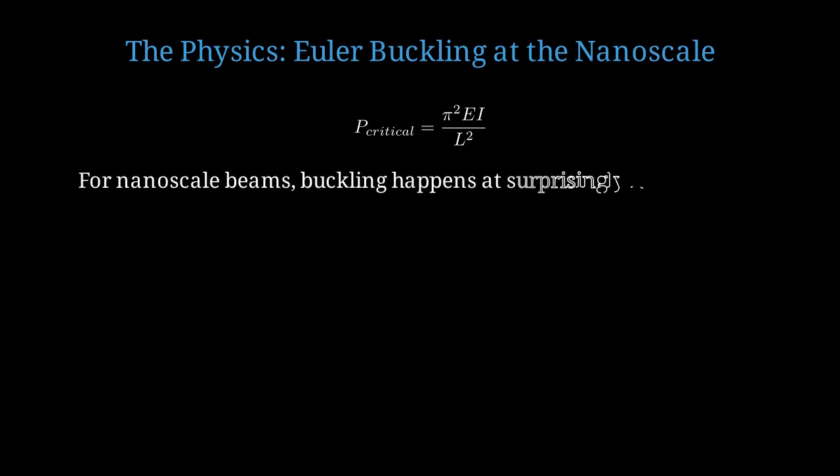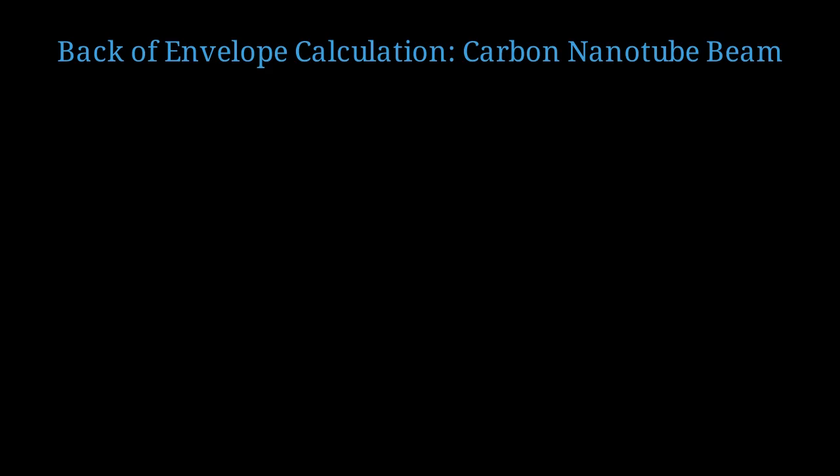For nanoscale beams, the length L is very small, which might suggest high buckling loads. However, the moment of inertia I scales with the fourth power of the beam thickness, so extremely thin nanobeams can buckle at very low forces. Let's do a quick back-of-the-envelope calculation.